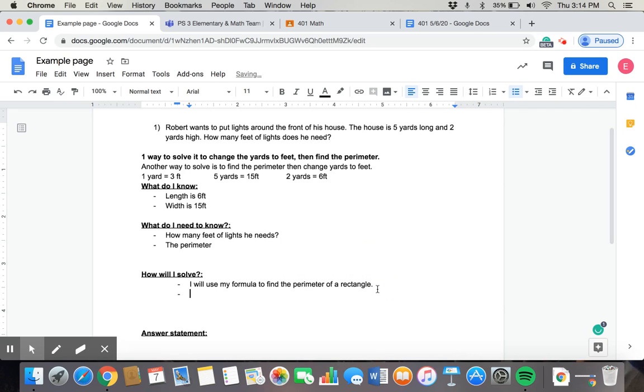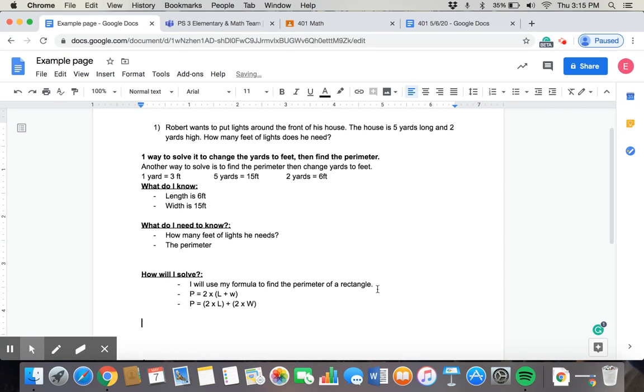Now, the reason I know it's a rectangle is it has two different lengths and widths. They're not the same number. If they were the same, it could be a square, but they're different, so I know it's a rectangle. I'm going to use this formula, 2 times length plus width. Now again, you could use perimeter equals 2 times length plus 2 times width. You'll get the same answer. I like the top one. That's the one that I'm going to use.